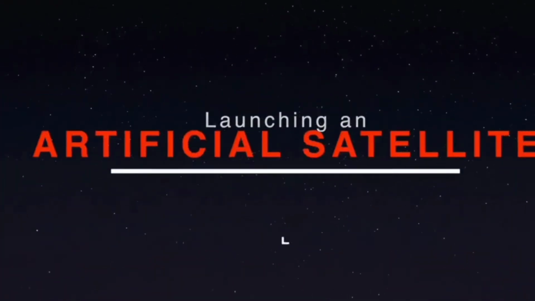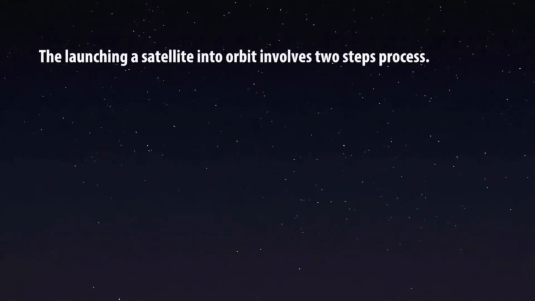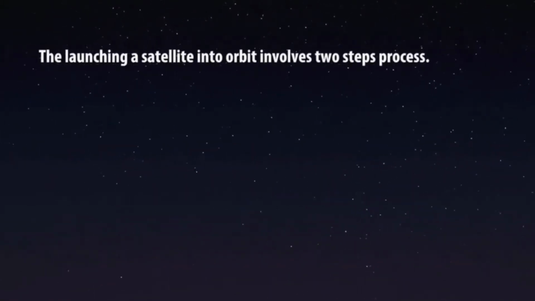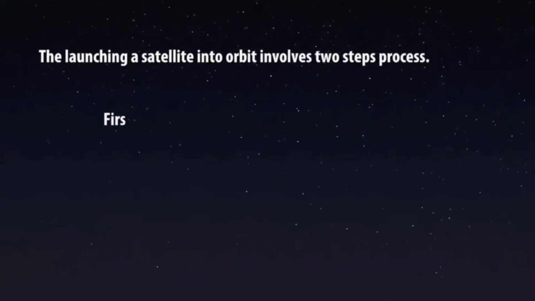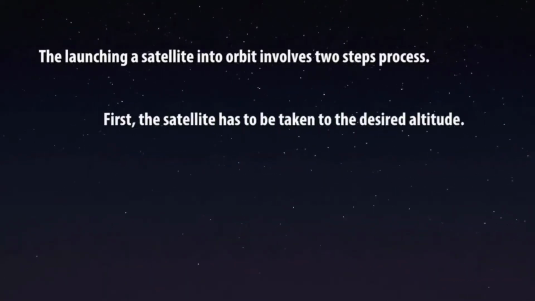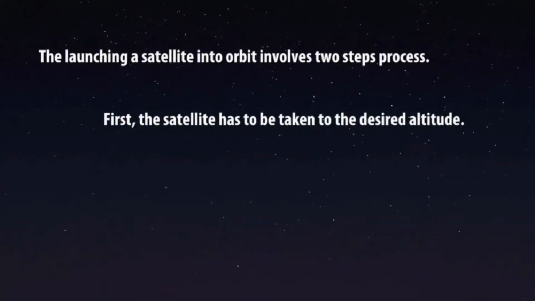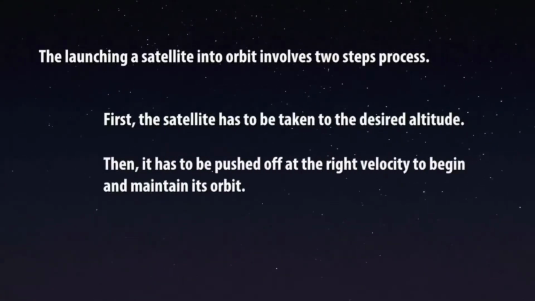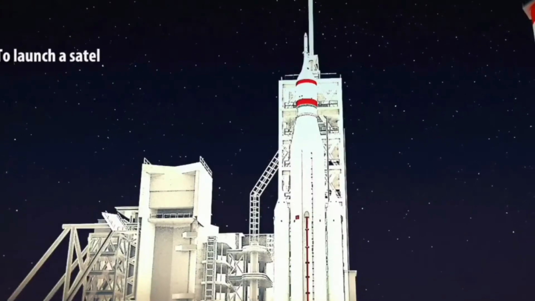Launching an artificial satellite. Launching a satellite into orbit involves a two-step process. First, the satellite has to be taken to the desired altitude. Then it has to be pushed to the right velocity to bring it into and maintain its orbit.